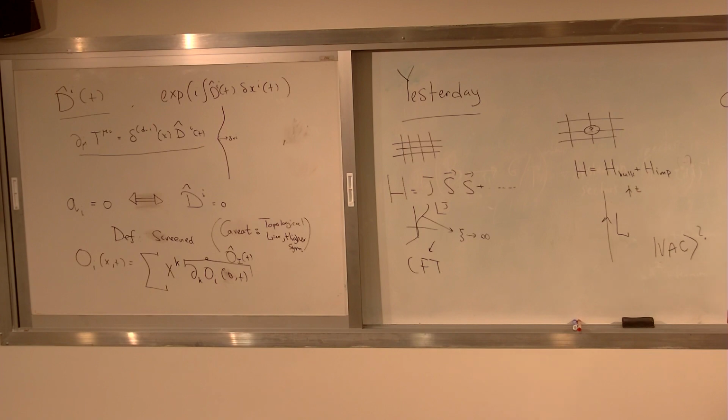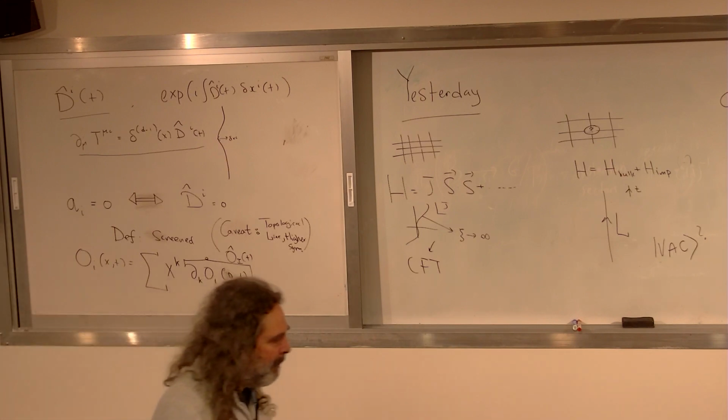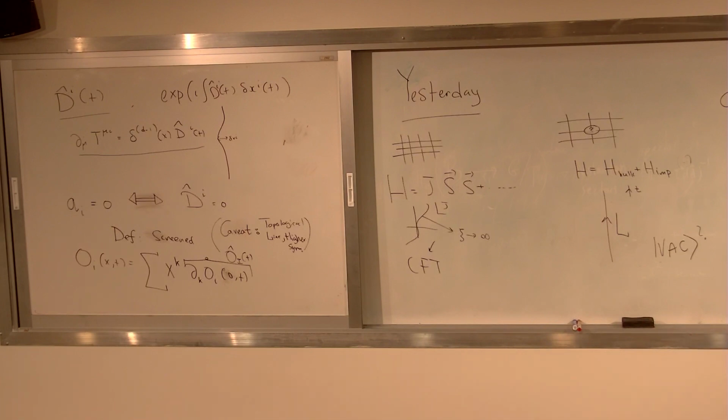You mean by the triviality of the defect that it can be moved without punishment? Then D hat is still non-zero. No, it's zero as an operator. It commutes with the Hamiltonian or something? No, it is zero as an operator. Do you see what I mean?